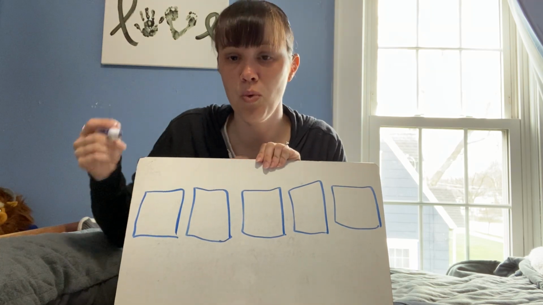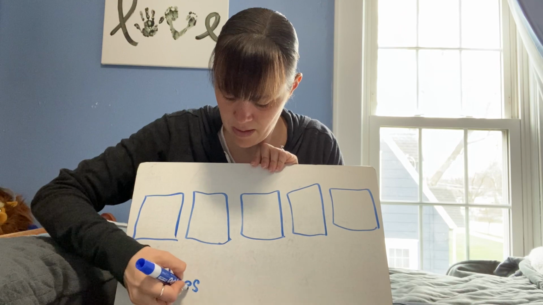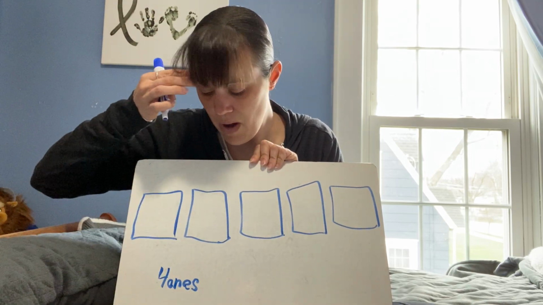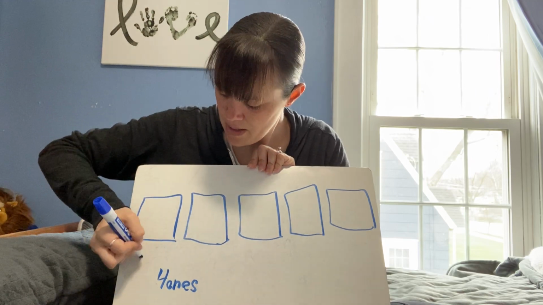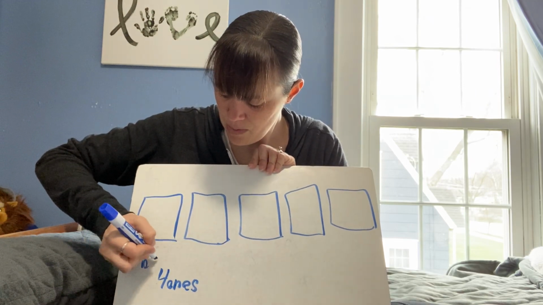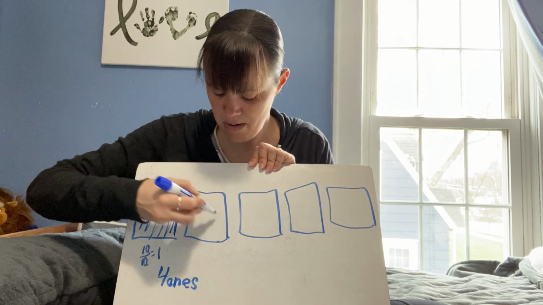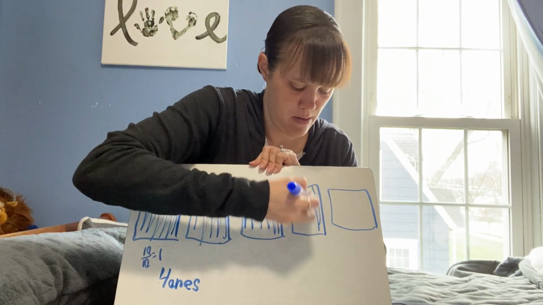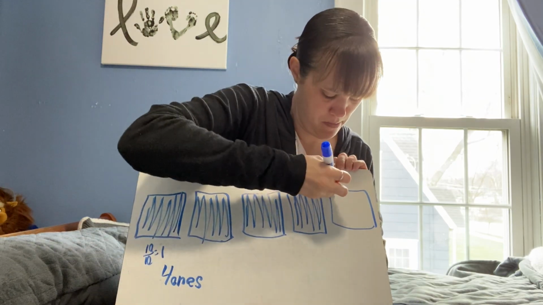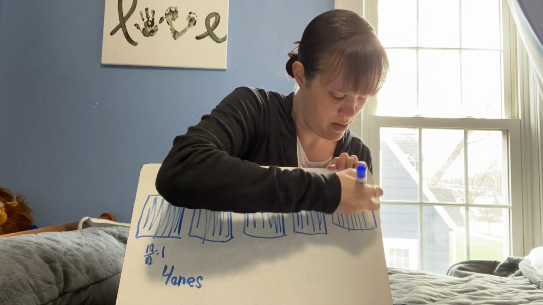Now I have to do 4 ones. 4 ones means 4 wholes, right? So each one is 10 tenths, which is 1 whole. So how many of these do I color in? I color in 4. 1, 2, 3, 4. Now this last one, 1, 2, 3, 4, 5, 6, 7, 8, 9.